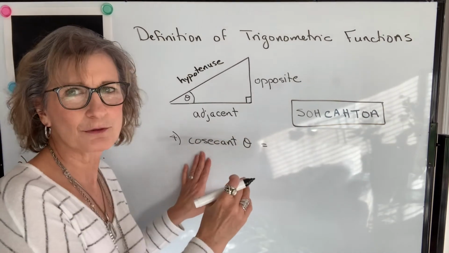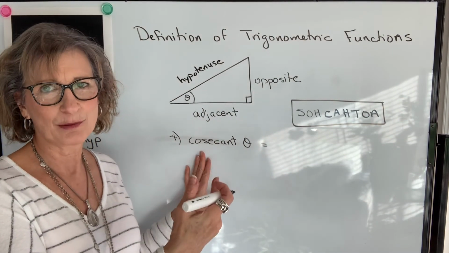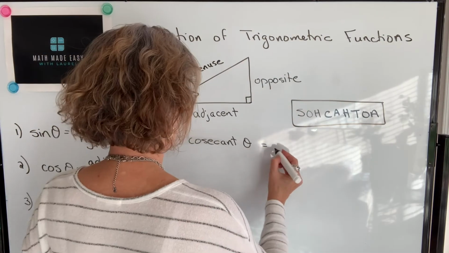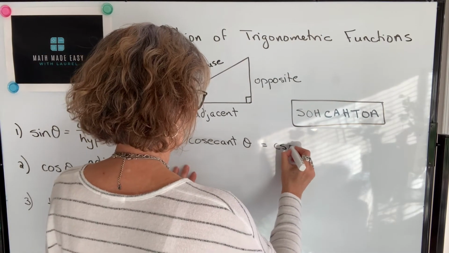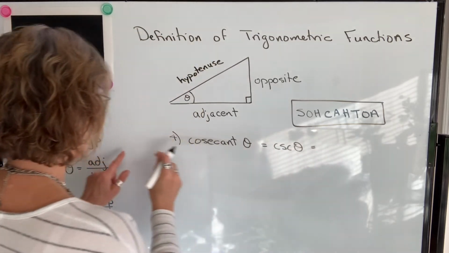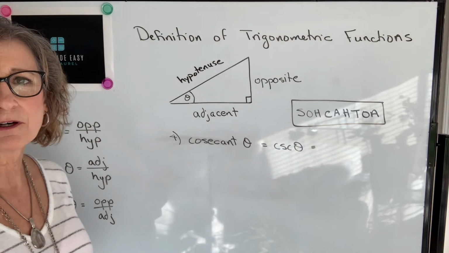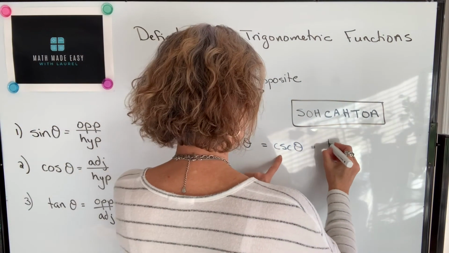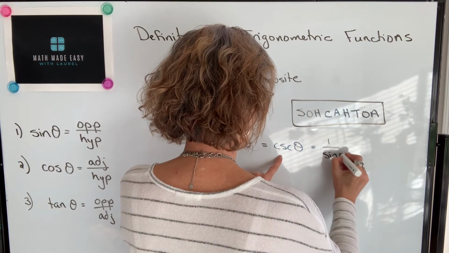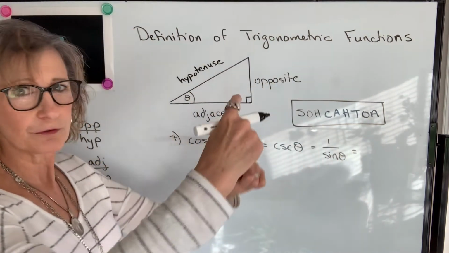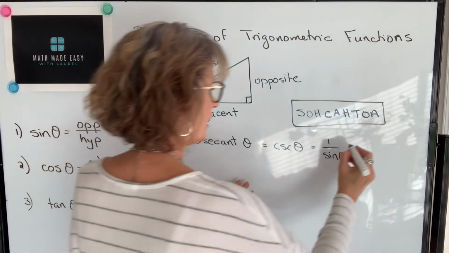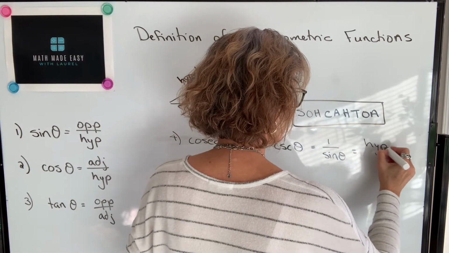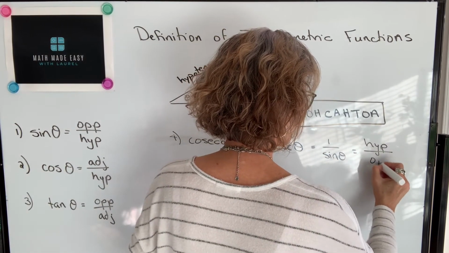Normally we don't write this out in words, so I'm going to abbreviate it. Cosecant is actually the reciprocal of the sine function. So if we were to flip our ratio, it will be the ratio of the hypotenuse side to the opposite side.